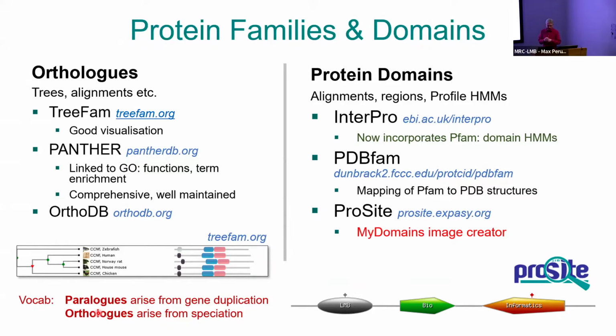TreeFam is my recommendation if you actually want to build pretty trees of how things are related. The best one in terms of information, in my view, is PANTHER. This is comprehensive in terms of the species it covers, it's well maintained. It also has really good links to GO annotations.